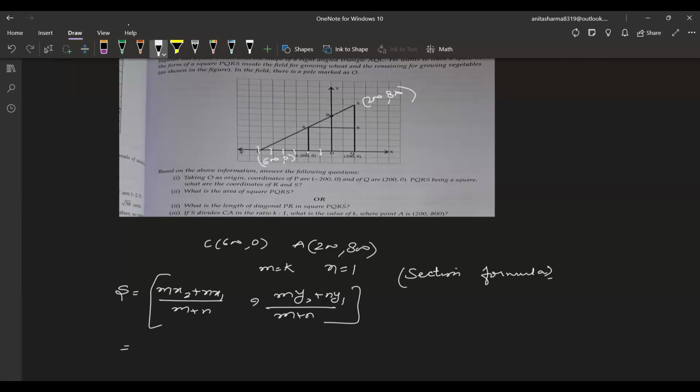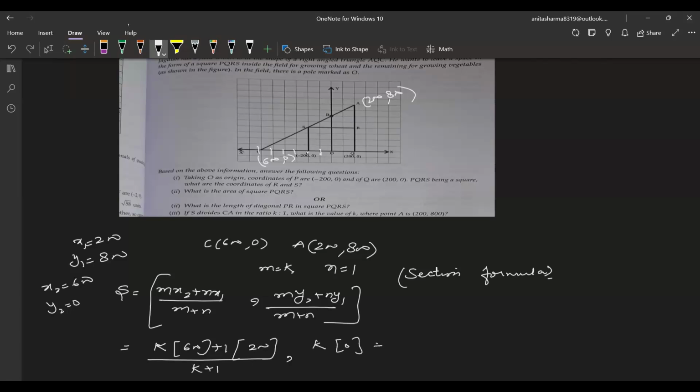Okay, but a section formula in which it divides. It means the coordinates R divides PQ, right? So the value of M is this. X1 is 200. Y1 is 800. X2 is 600 and Y2 is 0. So now put the values. MX2, it means K into 600 plus N is 1, X1 is 200, divided by K plus 1, comma. M is K, Y2 is 0, plus N is 1, Y1 is 800, divided by K plus 1.